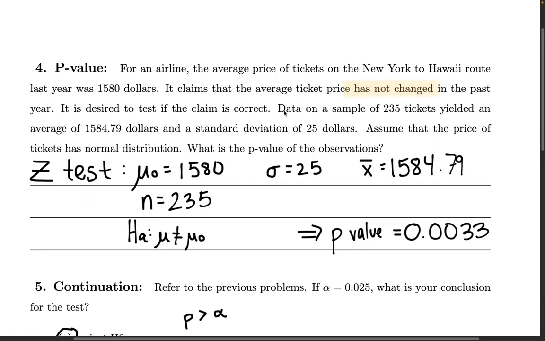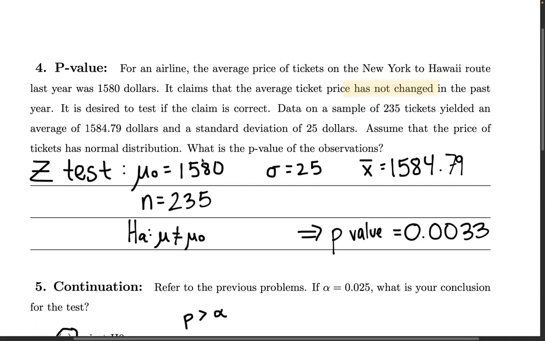So data on a sample of 235 tickets yielded an average of $1,584.79 and a standard deviation of $25. Assume that the price of a ticket has a normal distribution, and now we want to find the p-value of the observations. So we're going to be using a z-test again because we have a sample size of 235, so that's a large enough sample size.